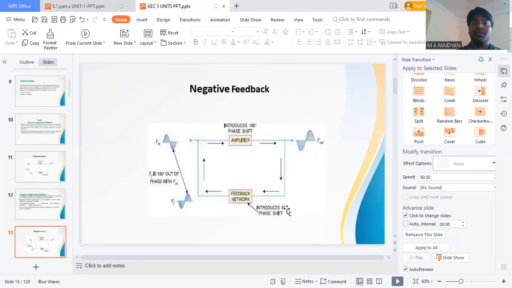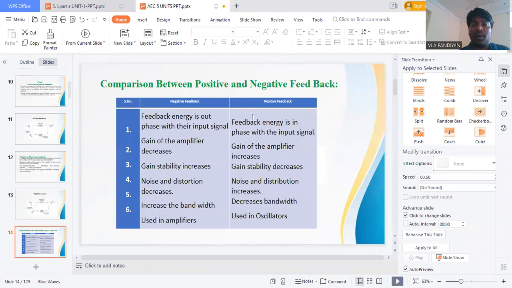So these are the types of feedback. What is the purpose of feedback? What are the advantages of feedback? We discussed these. Now the next topic is the comparison between positive and negative feedback. In positive feedback, the phase shift is 360 degrees or 0 degrees. In negative feedback, the feedback energy is out of phase with the input signal. So here the phase is out of phase, and here it is in phase. That means here the opposite direction, and here the same direction.